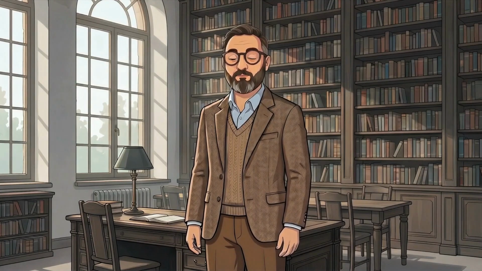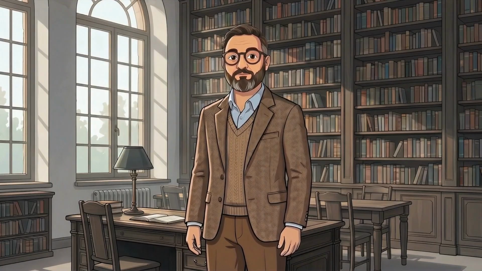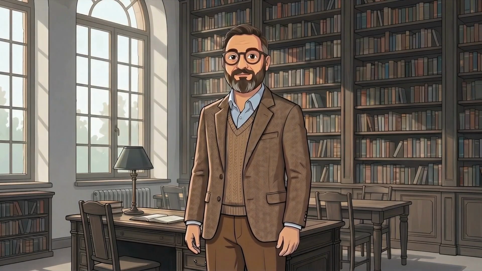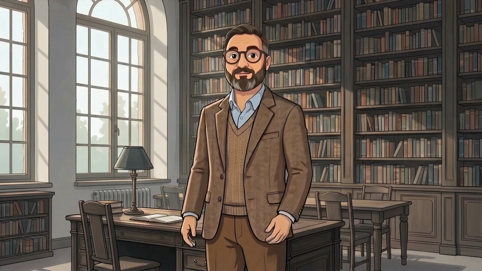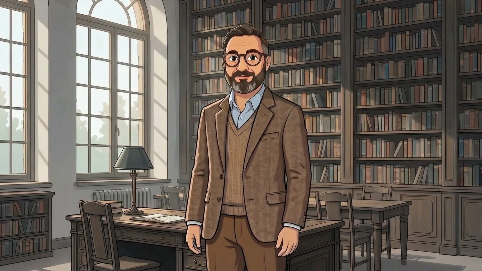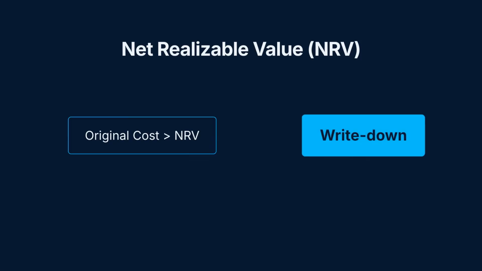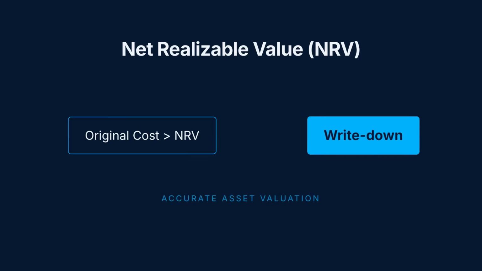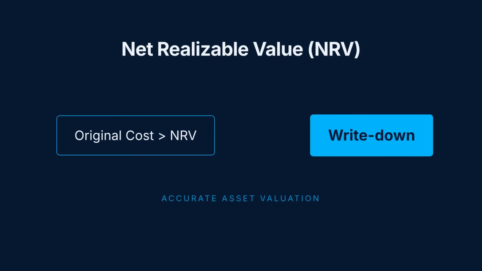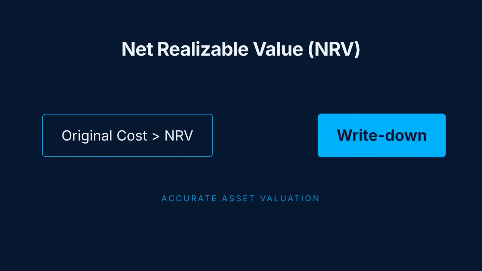Inventory is another item reported within current assets. It represents the goods a business holds for future use or sale. Inventory is carried on the balance sheet at the lower of acquired cost or net realizable value, which is what a company expects to sell the asset for after all costs. Inventory that cannot be sold for its original cost must be written down to its net realizable value. This ensures that the balance sheet accurately reflects the resources available to the firm.